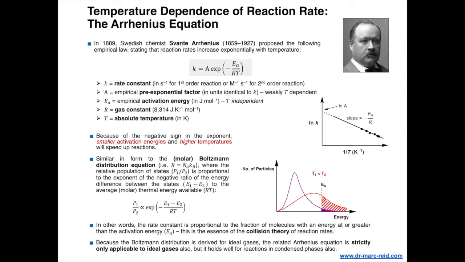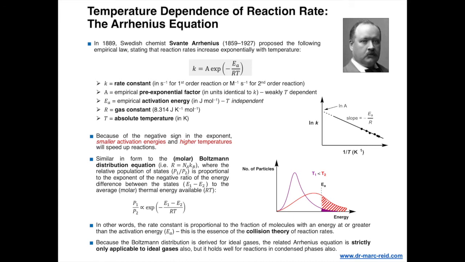The form of the Arrhenius equation can be likened to that of the Boltzmann distribution, which describes the population of energy states at a given temperature. In this light, we can say that the rate constant is proportional to the fraction of molecules with an energy greater than some threshold, the activation energy. Look at the diagram on the right.